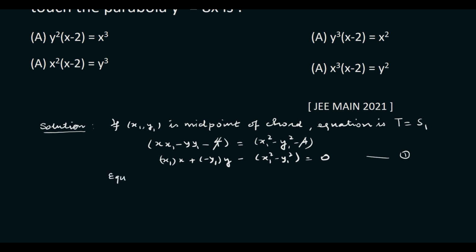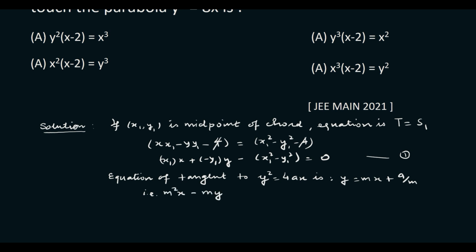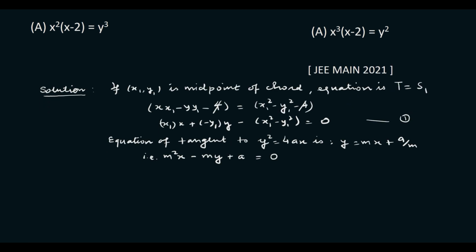Secondly, we also write the equation of a tangent to a parabola in general. So the equation of tangent to y square equal to 4ax will be given as y is equal to mx plus a by m. Then you can simplify it further and write it as m square x minus my plus a equal to 0. Let's mark it as the second equation.